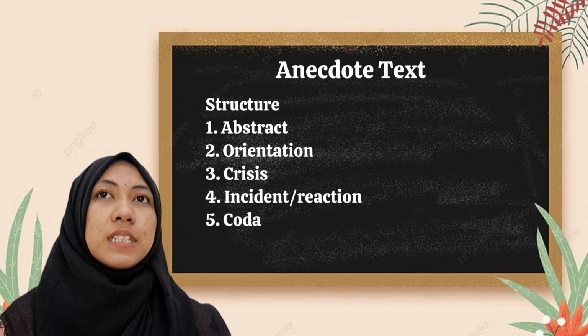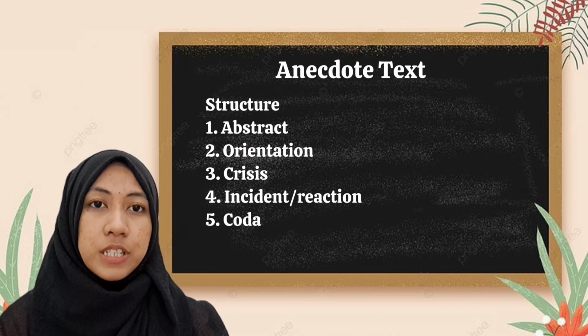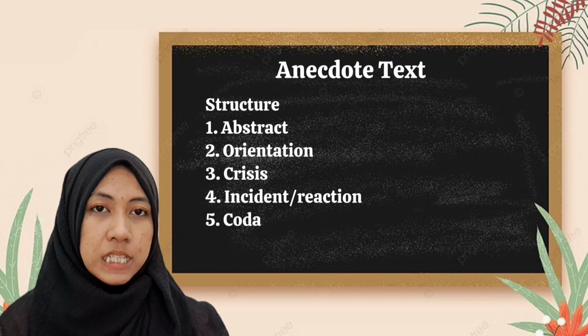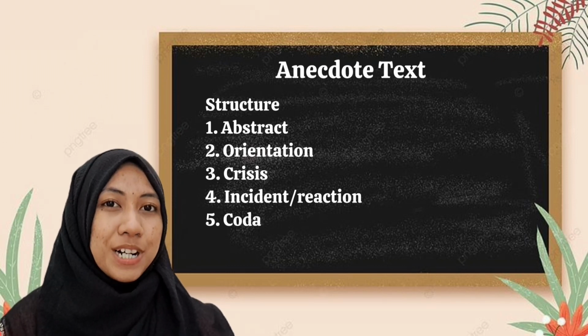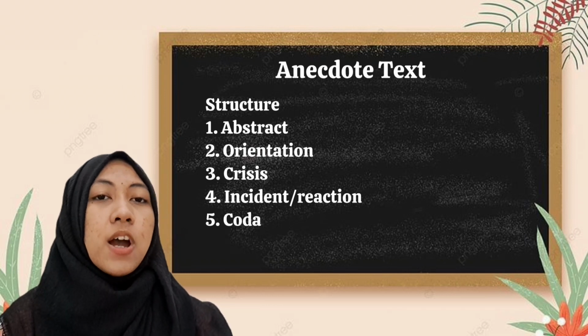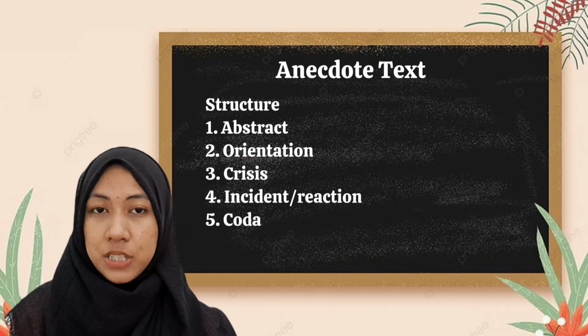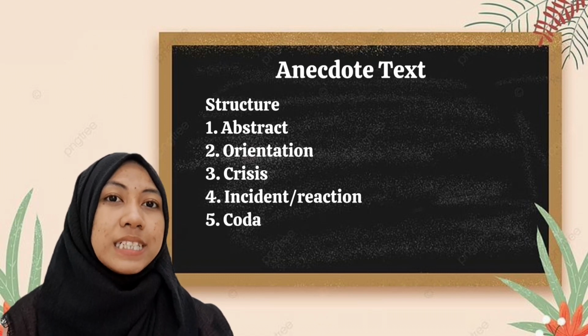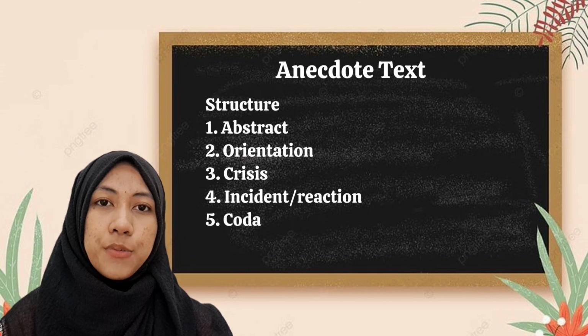And the third structure is crisis. From orientation, we will come to the next part, which is crisis. Crisis is the part to explain again the unique or odd things that have been briefly taught in the abstract section in more detail. And then incident or reaction.